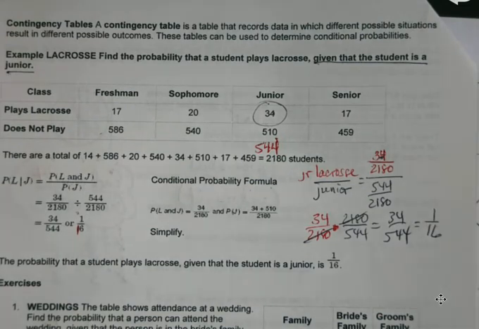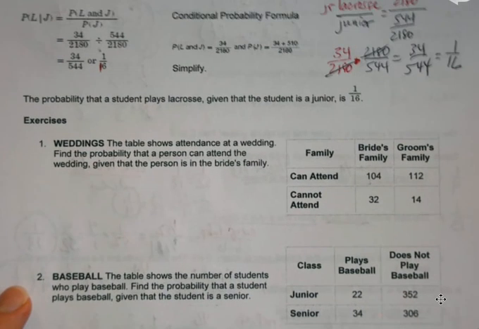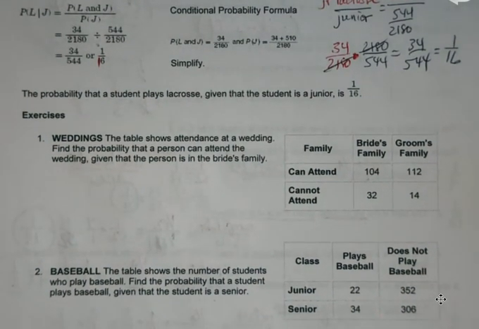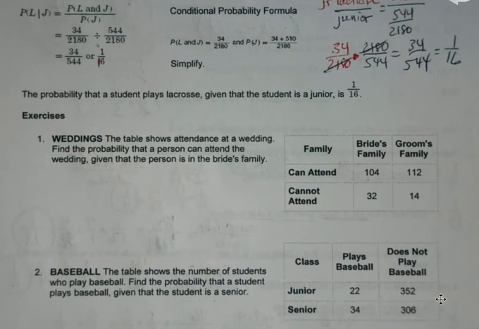So, with that in mind, let's try to use a little common sense on these two below, and then I'll let you loose. All right, the table shows attendance at a wedding. Find the probability that a person can attend the wedding. They gave you the wrong answer. What's that? For the example, the probability that a student played lacrosse given that the student is a junior is 1/16. Oh, my bad. Yeah, I agree. It's 1/16.